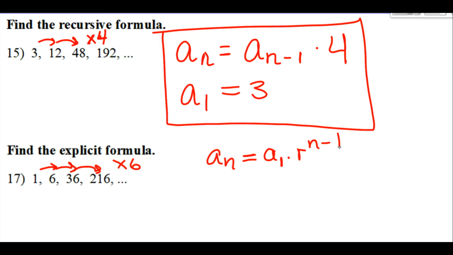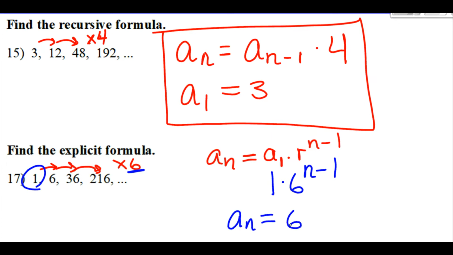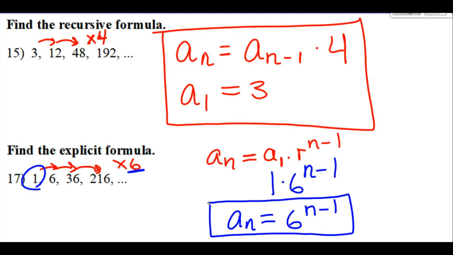So let's fill in what we have. A1 is this number that we started at. R is this number 6. And n, I don't know what n is. That's what's going to make this a formula. So we just say n minus 1. We're just going to have an equals a1 times 6 to the n minus 1. That's the explicit formula. What that's used for is if I want to find the 10th number, I would just plug in a 10 right there.